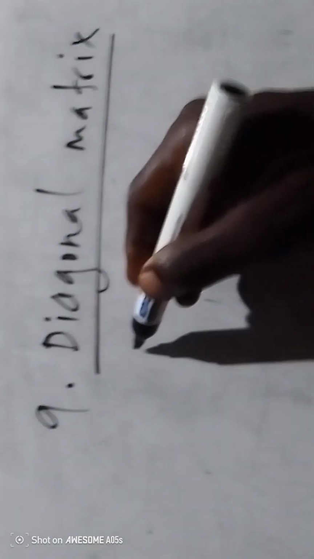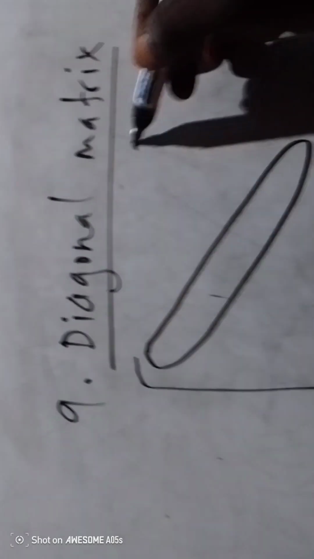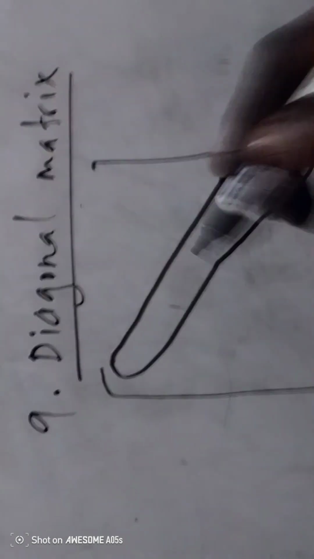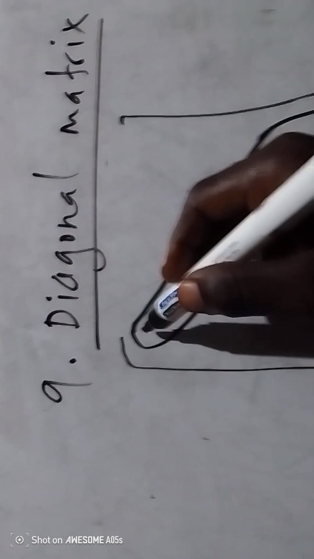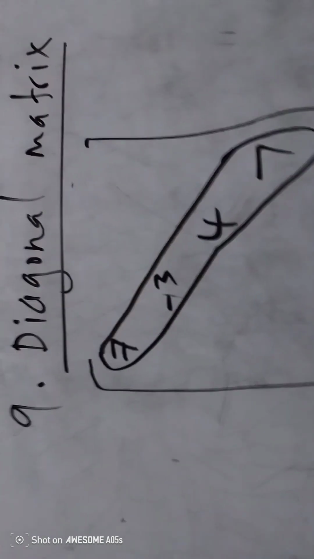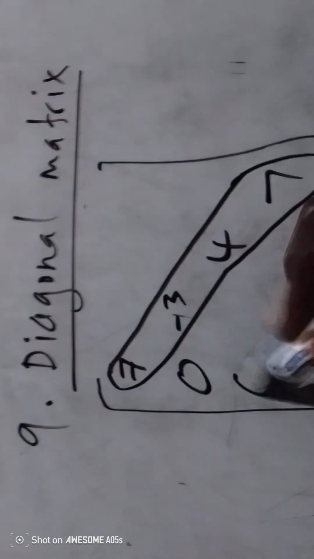Then number 9, we are going to have what we call a diagonal matrix. A diagonal matrix is a matrix having zeros everywhere except in the principal diagonal. So if you have got a matrix, this is what we call a principal diagonal. This diagonal which goes this side is what we are calling a principal diagonal. So in a diagonal matrix, here you find numbers which are not zeros, but everywhere else, they are going to be zeros, like that.